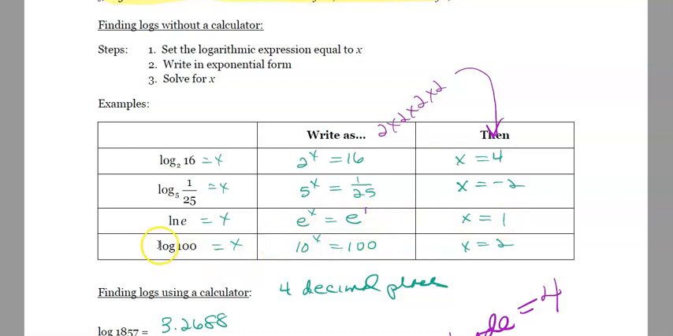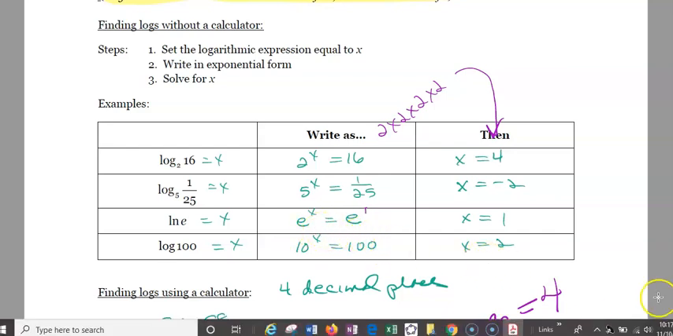Last one here, log base 10 this is, of 100 equals the x that I'm looking for. So what's your base? It's 10. What's your exponent? Logs equal exponent. It's x. What's your argument? It's 100. So isn't it true that 10 to the x equals 10 to the second, which is 100, therefore x equals 2. And that's what I have right there.